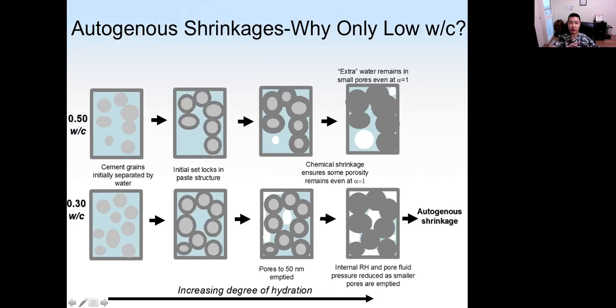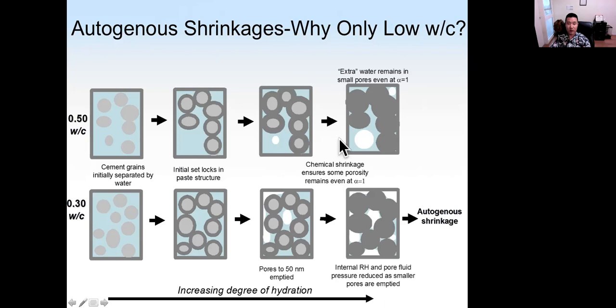So why does autogenous shrinkage only occur in low water cement ratio concrete? Let's look at these two cases. Here we have a 0.5 water cement ratio, and the bottom is a 0.3 water cement ratio. After the initial set, the concrete is hardened.